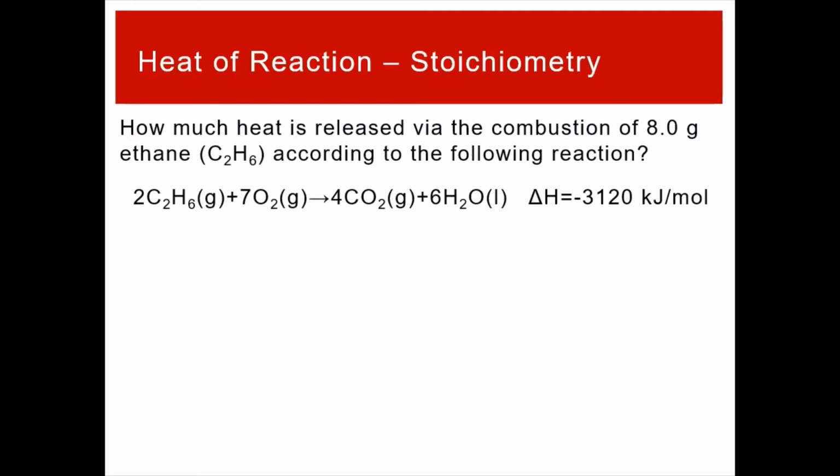Look at an example. How much heat is released via the combustion of 8 grams of ethane, which is C2H6, according to the following reaction? So 2 C2H6 plus 7 O2 becomes 4 CO2 plus 6 H2O, delta H, negative 3,120 kilojoules per mole. So let's go pop over and see what this looks like when we actually work it out.